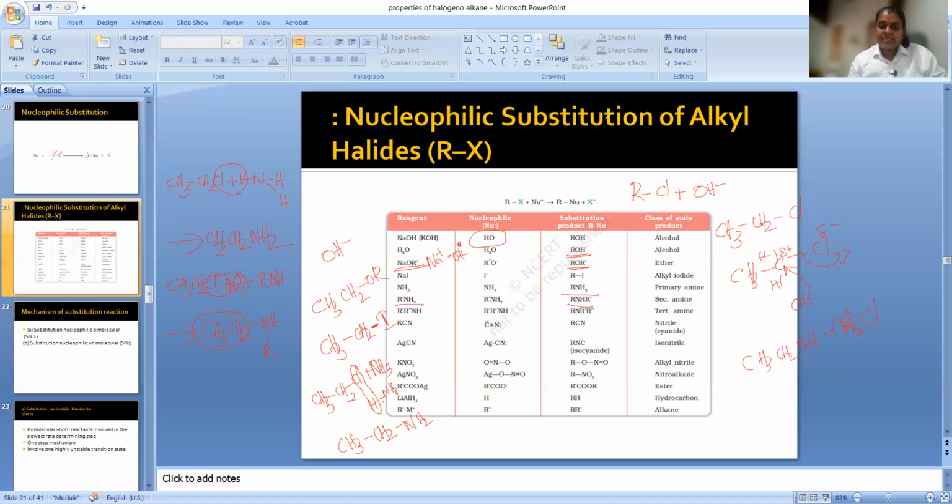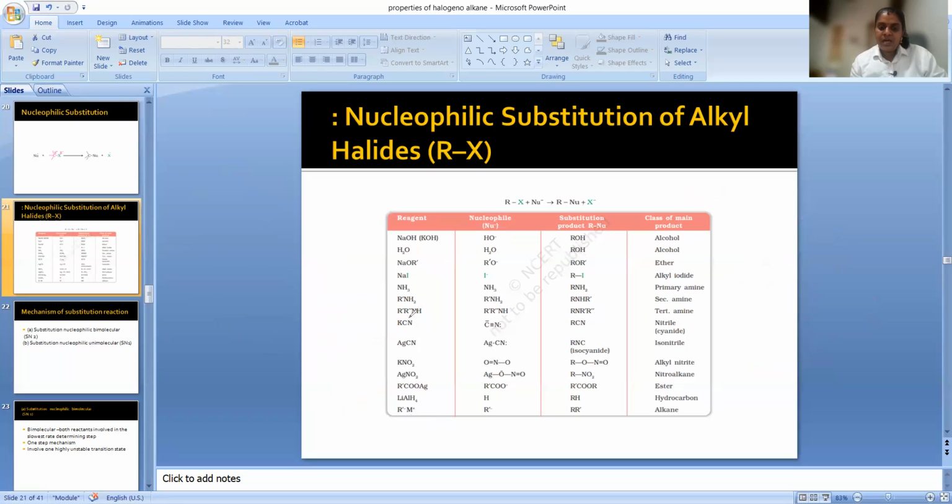Okay, so the next reaction is the reaction with R'NH. This R'NH is reacting again with CH3CH2Cl. Suppose here also HCl will be removed, so we will be getting CH3CH2NR'. Understand? In this way, we will get the product.